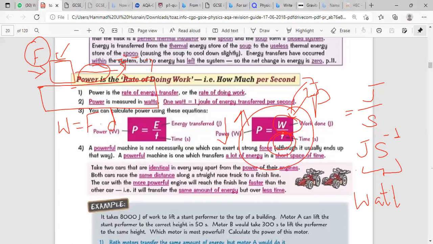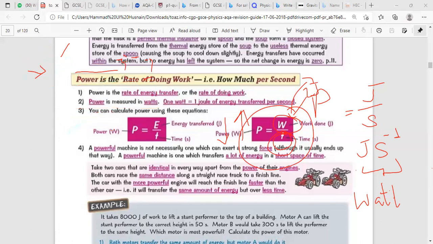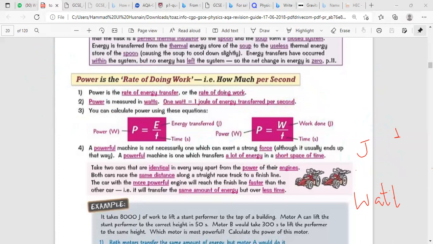Okay. So moving forward, I hope these two formulas are clear to you as well, and the units are clear to you. Yeah, it's clear now. Okay, so moving towards point four.